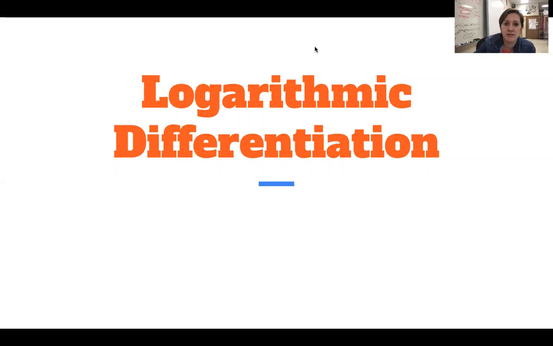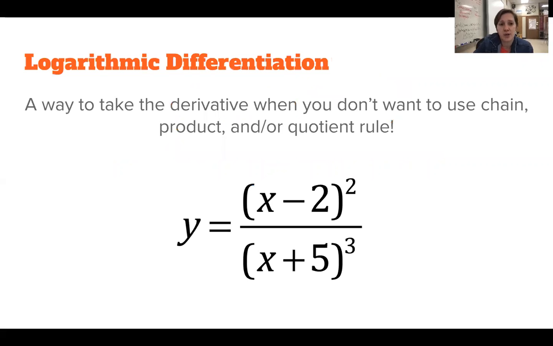This is going to be a quick presentation on logarithmic differentiation. So what is logarithmic differentiation? It's a way for you to take the derivative when you don't want to use chain rule, product rule, or quotient rule. It makes it a little bit easier. If I would look at this first example that we're going to use logarithmic differentiation for, I would have to do quotient rule and then chain rule for both the bottom and the top. So it kind of makes it a little bit faster that way.